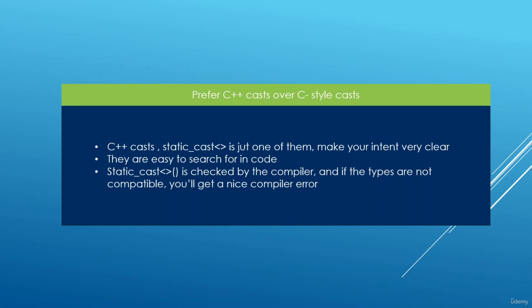Another reason is that these casts are checked by the compiler. And sometimes you may be doing conversions between things that are really not compatible. And when you are doing that, the compiler is going to catch that and give you a compiler error. So C++ casts like static cast are what you should really use in favor of C-style casts.